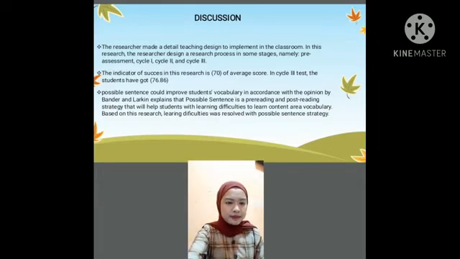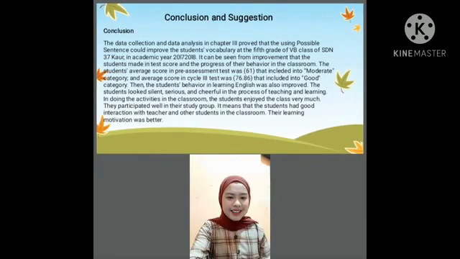76. In the last, possible sentence could improve student vocabulary.